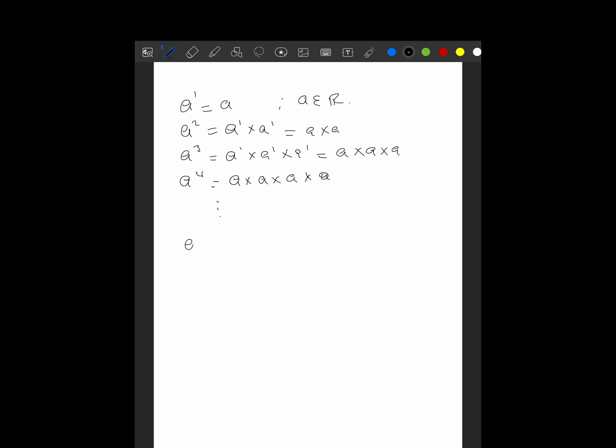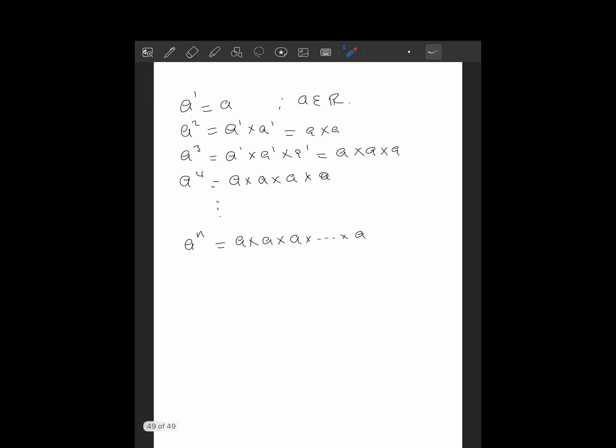So if you have a power n, this is going to be a times a times a, and you do that until you do it n times. So a power 2 is a times a, 2 times. A power 3, you multiply a 3 times. A power 4, you multiply a 4 times. A power n, you multiply a n times. You need to understand this, and you're going to be using this a lot in your exams, in your tests, wherever.